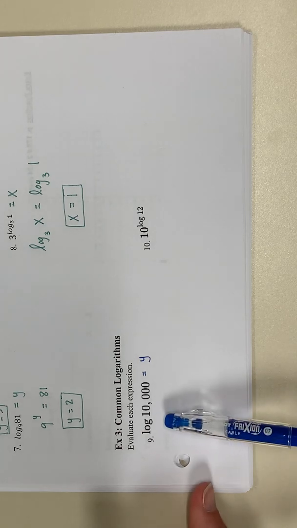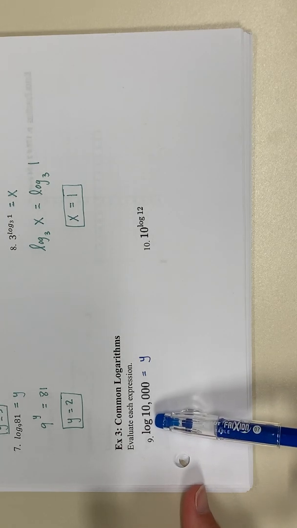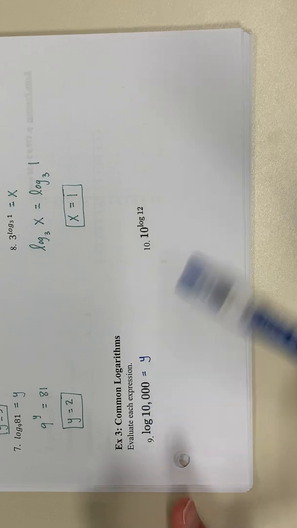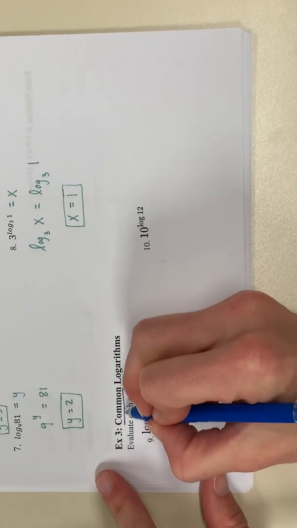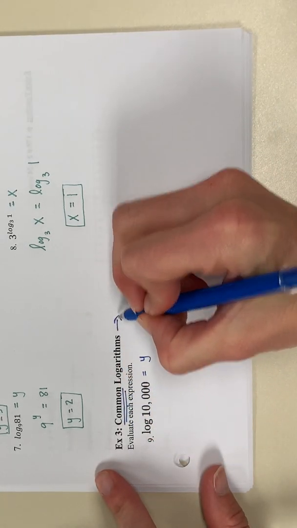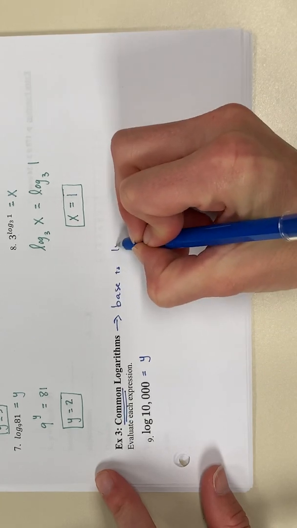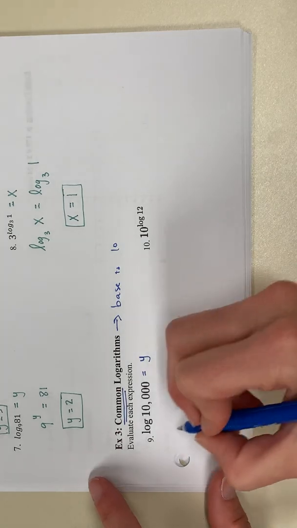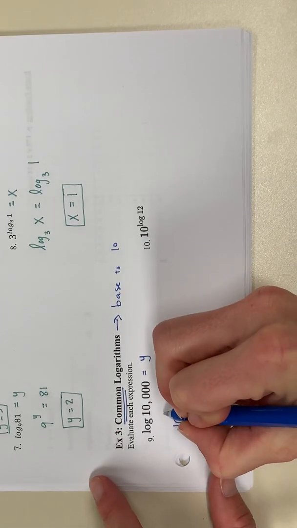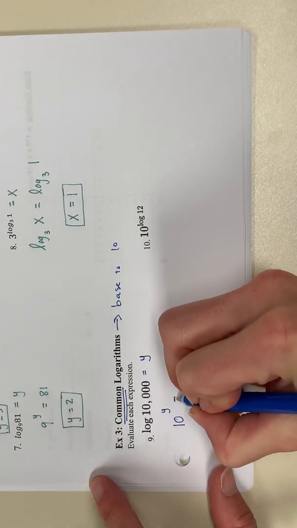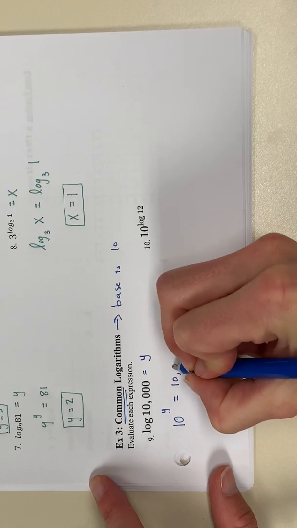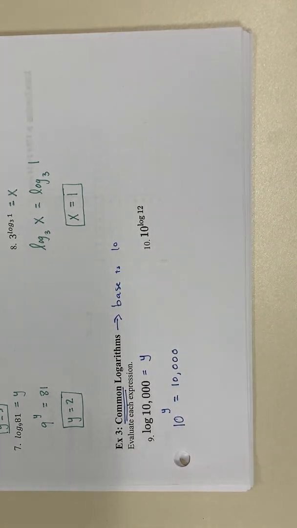Now, notice a base to the log is not given. Whenever there is no base given, this represents the common log, and the base is always 10. So when I write this in exponential form, this is 10 to the y power equal to 10,000. I'm trying to figure out how many times I have to multiply 10 to get 10,000.